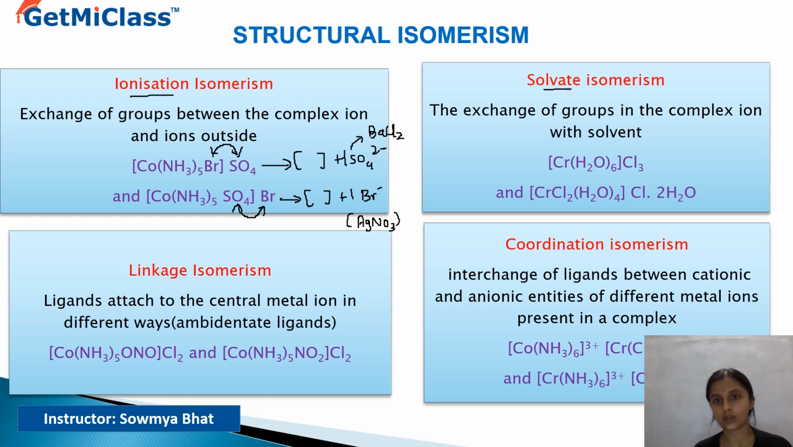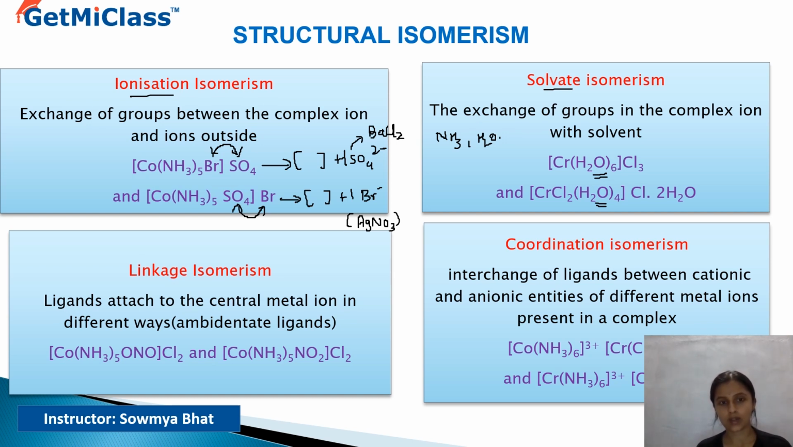The second one is solvate isomerism. Here, there is an exchange of the groups in the complex ion with the solvent. The solvent can be either ammonia or water. If you observe these two complexes, here 6 water molecules act as ligands, and there are 3 chlorides which are the counterions. In the next complex, 2 chloride ions are inside the coordination sphere, and 2 water molecules which acted as ligands have gone outside the coordination sphere. So the number of water molecules which act as ligands differs.